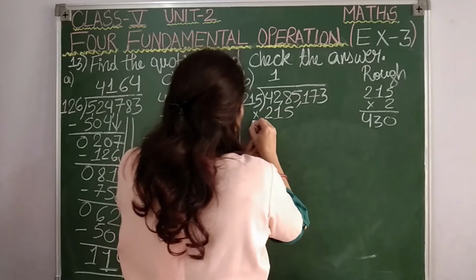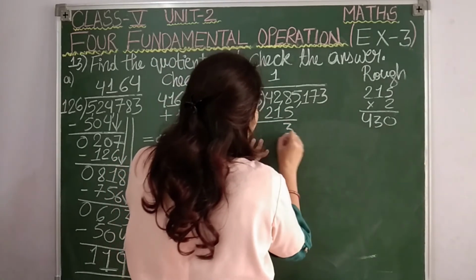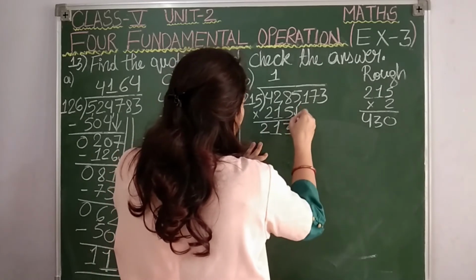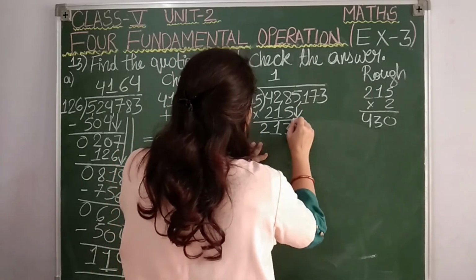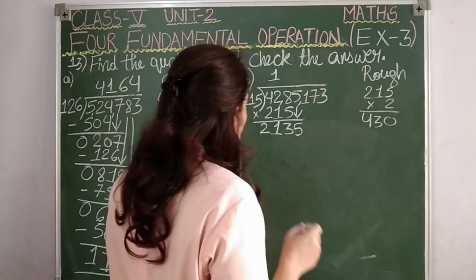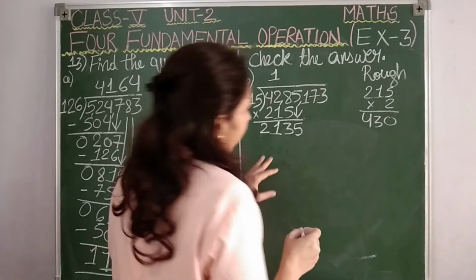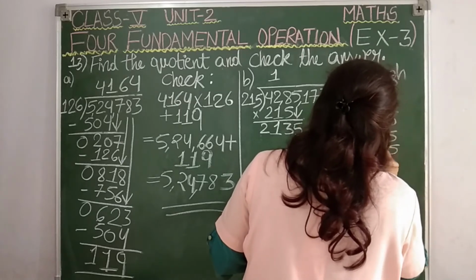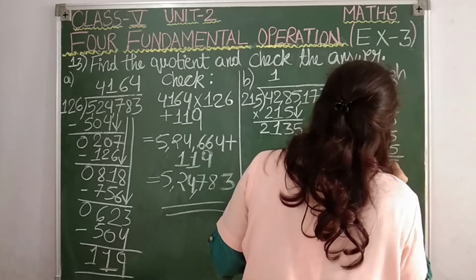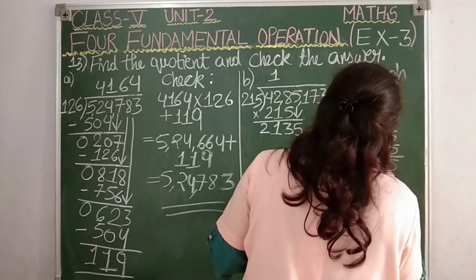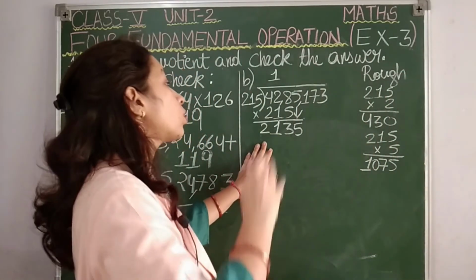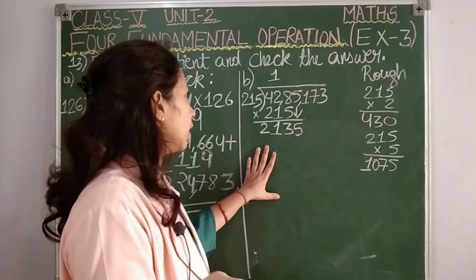215 1s are 215. Let us subtract: 5, 6, 7, 8, 2 minus 1, 1. Okay, this much I got. Now here I am taking down 5. So now 2135. Now again let us check with another multiple. So here I am taking 5, 5 5s are 25, 5 1s are 5, 6, 7, 5 2s are 10. 1075, but I want 2135, students.